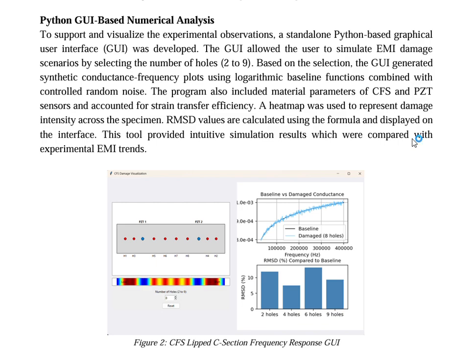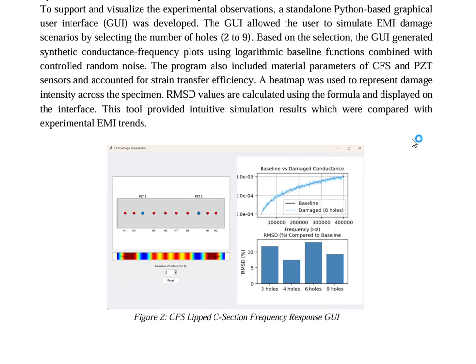plots using baseline functions with random noise to simulate real behavior. It even shows a dynamic heat map of damage intensity and calculates RMSD values, just like we did experimentally. This made it easy to visually compare real and simulated results. The GUI also includes the material properties of cold form steel and piezoelectric sensors, making the simulation more realistic.